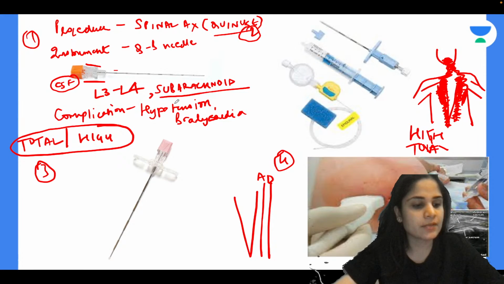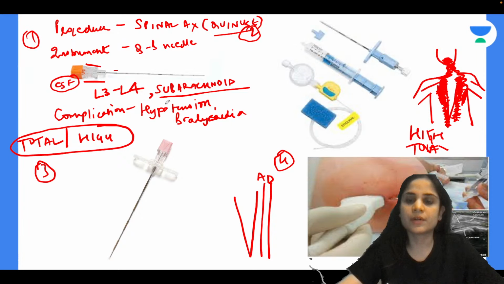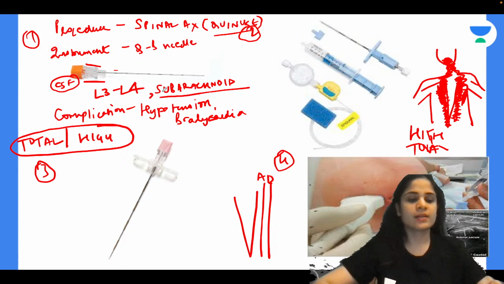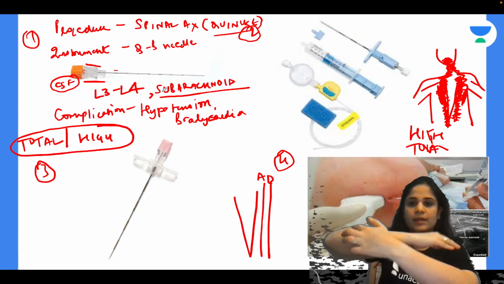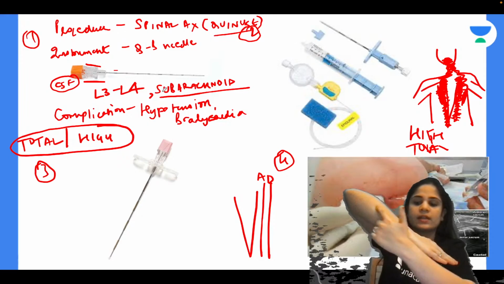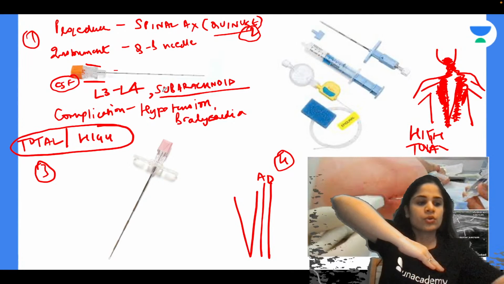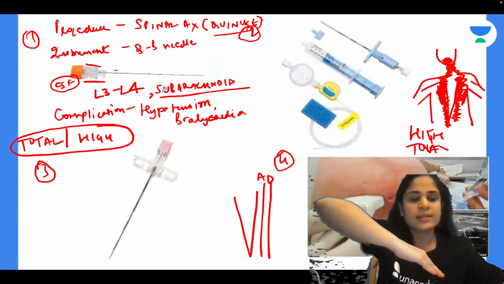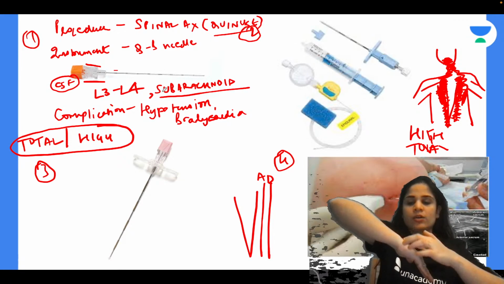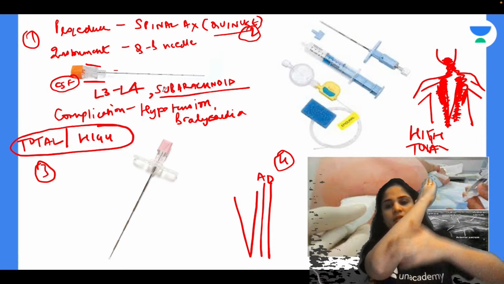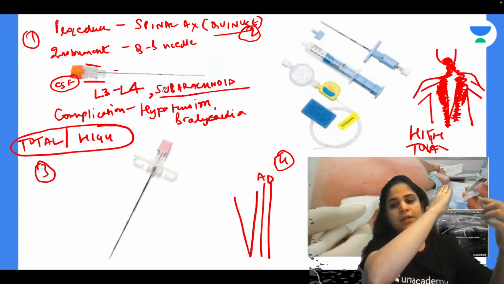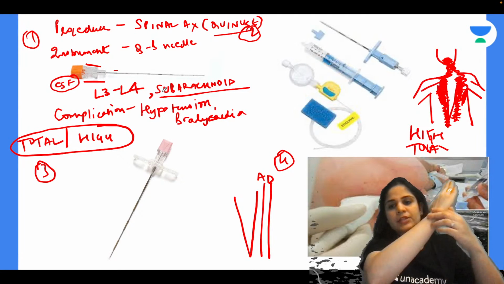Okay, Hemal is asking a very good question: how to reverse a high or total spinal anesthesia. So the first thing you do is this. Usually when I give the drug and make the patient head low, the drug spreads towards the head. To avoid that, I prevent the head low position and immediately make the patient head up, so that the drug does not spread up any further. So that is the first thing I do. I make the patient head up.